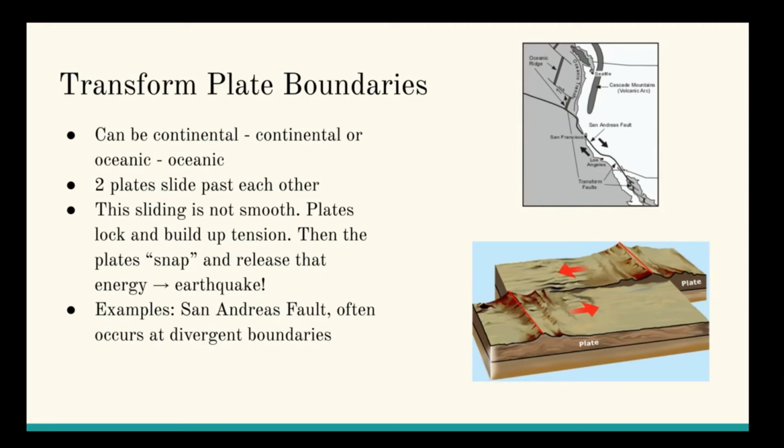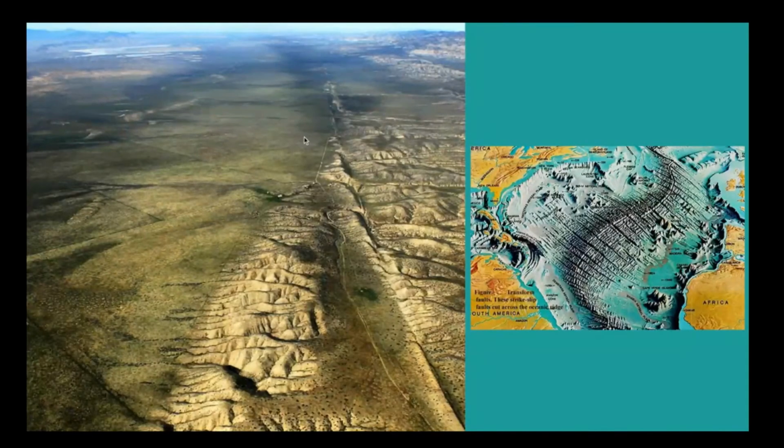So a couple of examples. One that we all know is the San Andreas Fault. And so we're seeing that here in Southern California. On the surface, this is what the San Andreas Fault looks like, right? So we're not seeing a big mountain range or anything like that. No volcanism, but we do see some topography, so some more rolling hills.